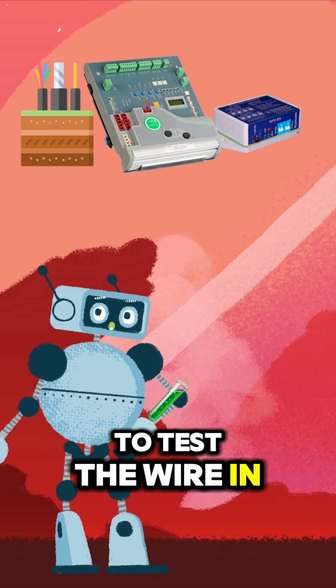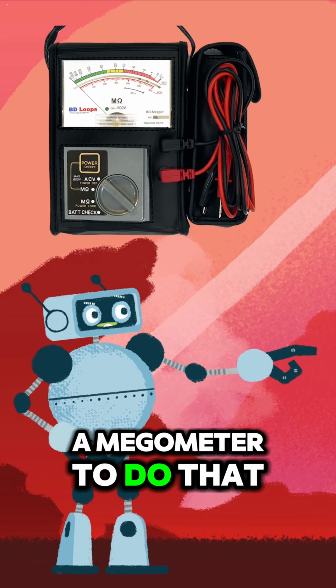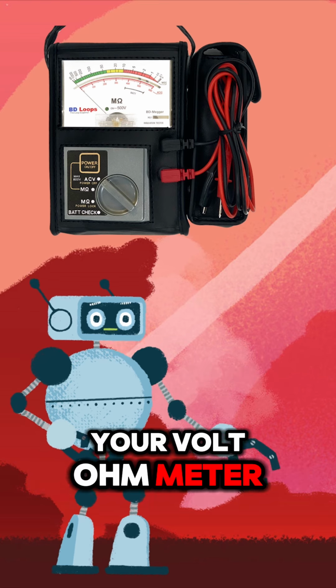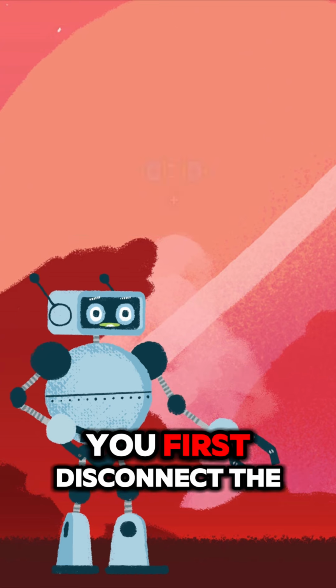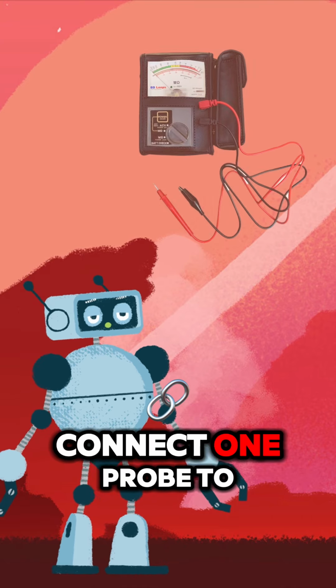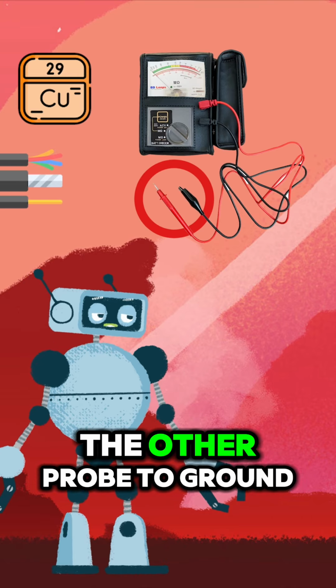To test the wire in the ground, you want to use a megohmmeter. This is different than your volt ohm meter. This is a device that reads in meg ohms. How you do that test is you first disconnect the loop from the operator, connect one probe to the copper of the loop, the other probe to ground.